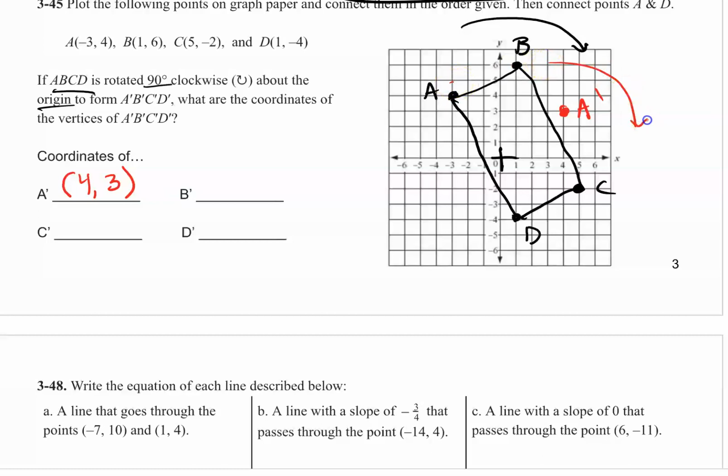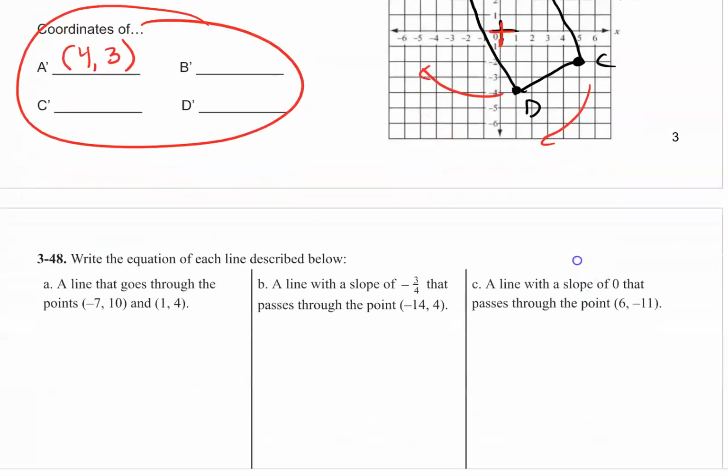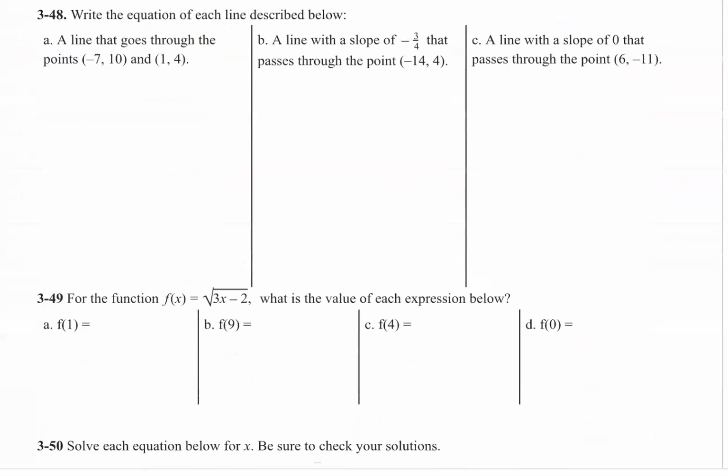So do the same for B. You need to use patty paper, rotate it around the origin, finish that one off, redraw the figure, and get the new coordinates.